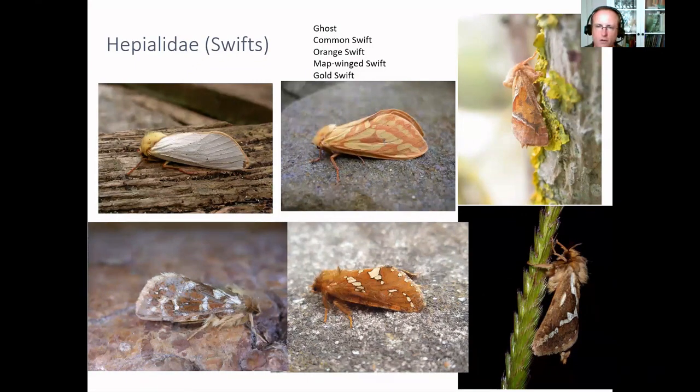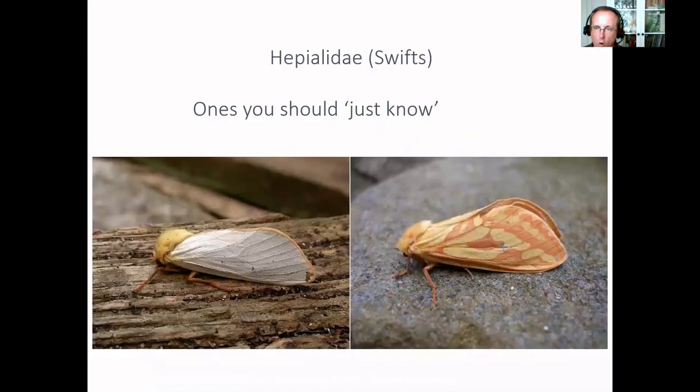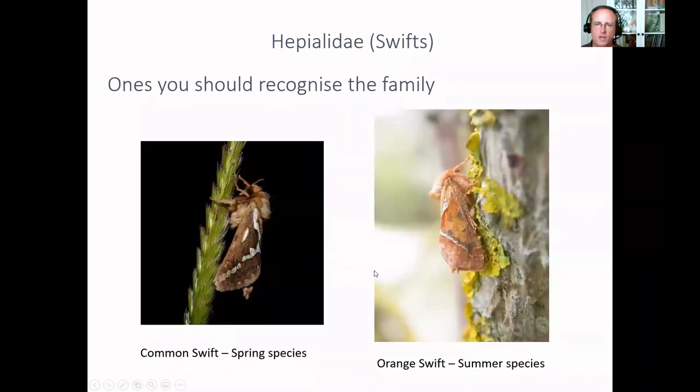There are only five species to remember, one of which is one of those. Once you've identified it, you will just know it. Male and female ghost moths are really distinctive, not really a problem identifying them, nothing really like them. Then there are the two relatively similar species, the common swift and orange swift. Common is a spring species, really, and orange swift is an autumn species, so you can kind of work it out vaguely on flight periods, with the proviso that flight periods aren't necessarily reliable.